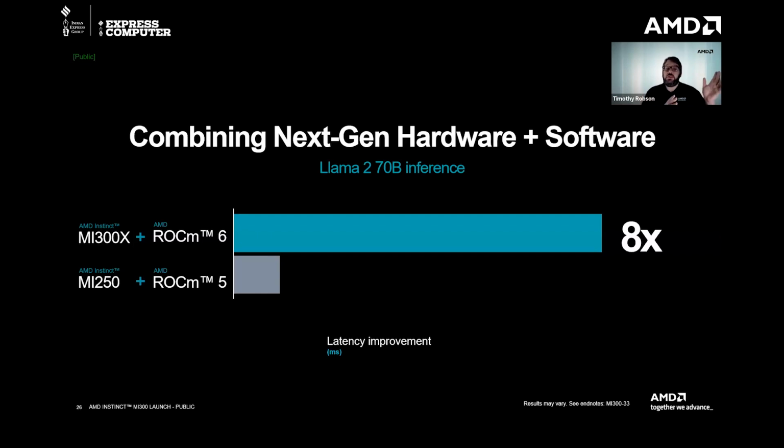So that's not to say that MI250 and ROCm 5 are not great. They're extremely competitive, and if you're really interested in the 250, we can show you that performance versus the A100. And again, we're able to show good performance improvements on that side. But just to say, the MI300X and ROCm 6 take it to the next level.